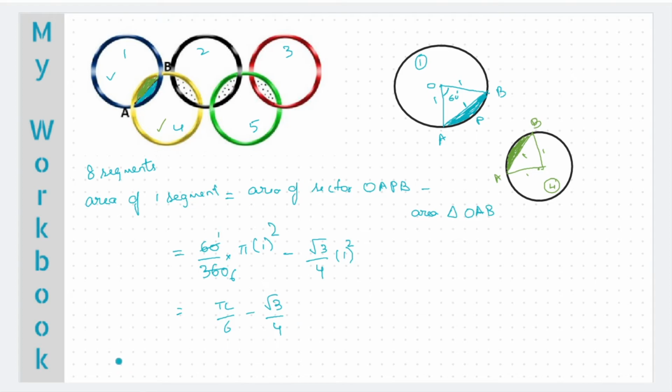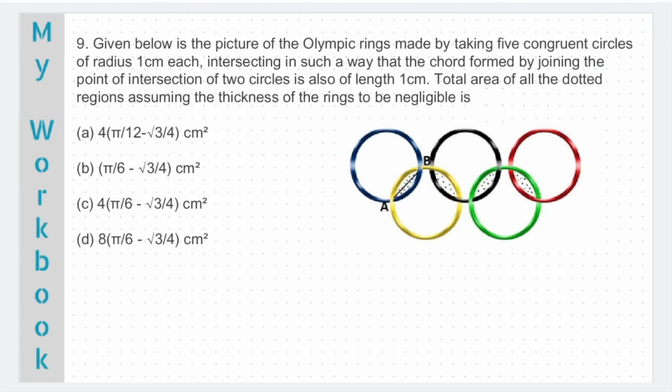So the area of the dotted regions will be, there are totally 8 segments as we saw before. So you have to multiply it with 8. 8 into pi by 6 minus root 3 by 4. Let's go to the options and check the correct one. Option D, 8 into pi by 6 minus root 3 by 4 centimeter square is the correct answer.